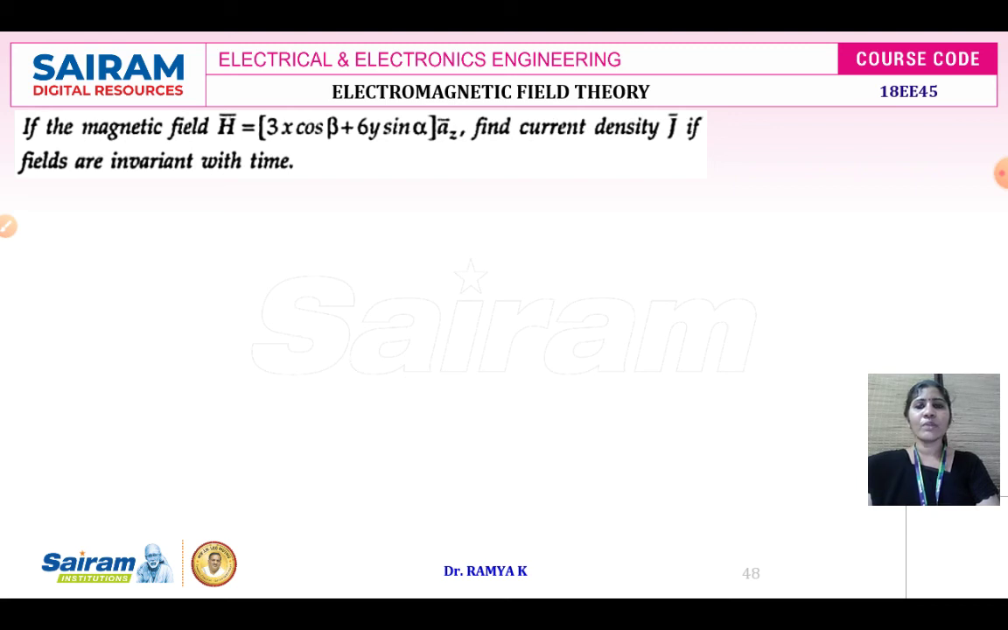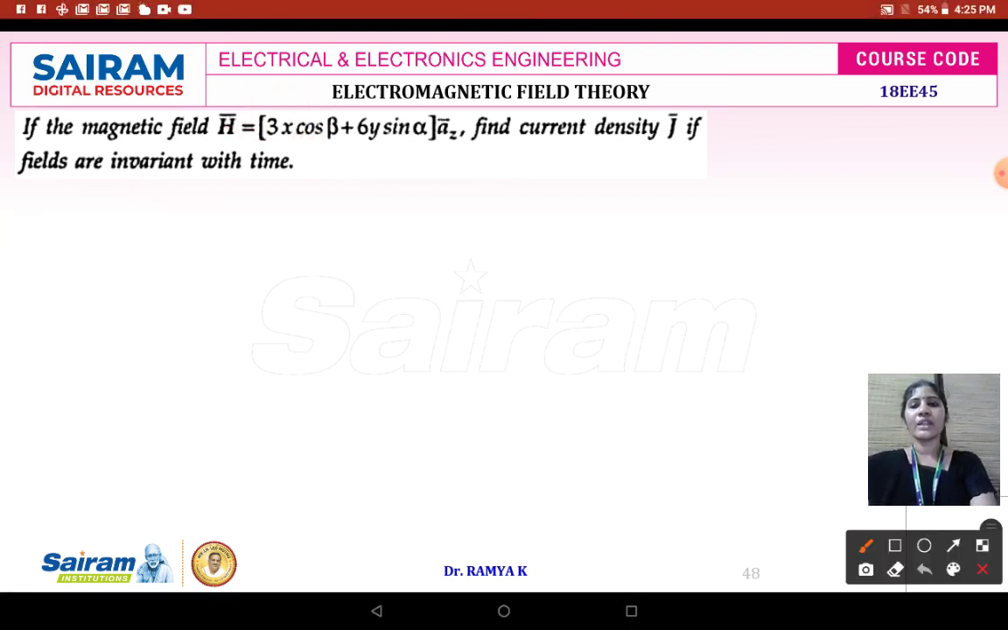Next problem: if the magnetic field H is equal to 3x cos beta plus 6y sin alpha, find the current density J if the fields are invariant with time. Invariant with time means it is nothing but a steady state field. So you have the parameter H. To identify the value of your current density J, here you need to use Ampere's law. Curl H is equal to J.